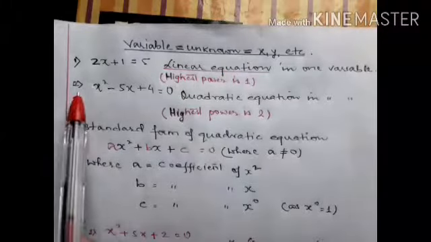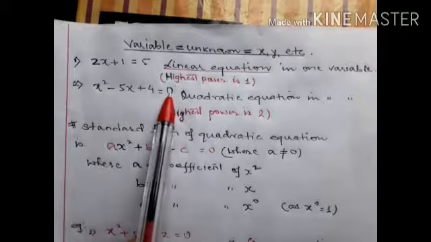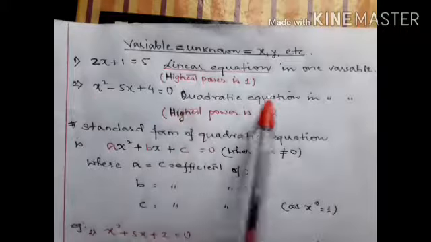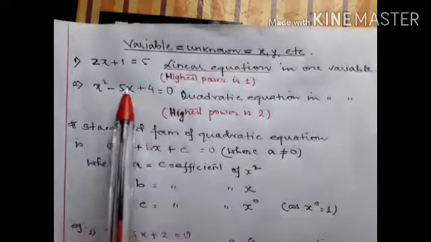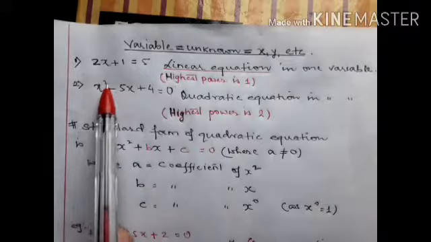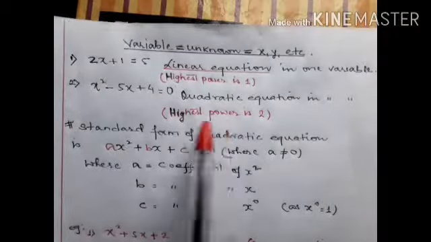In the second, we can see that x square minus 5x plus 4 is equal to 0. This is a quadratic equation in one variable, because there is only one variable x, and since the highest power of the variable is square, 2, it is called a quadratic equation.